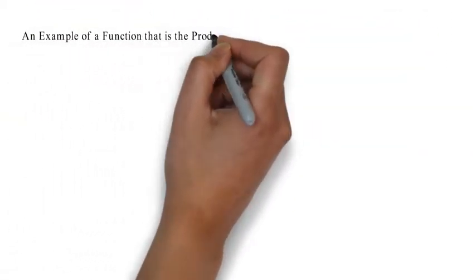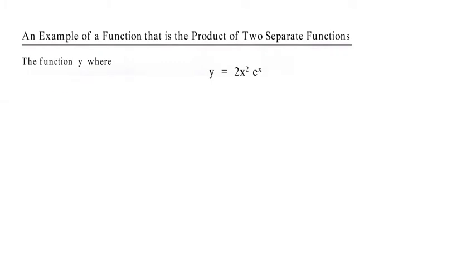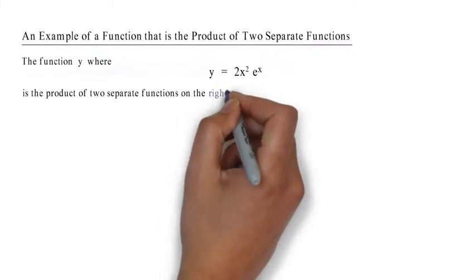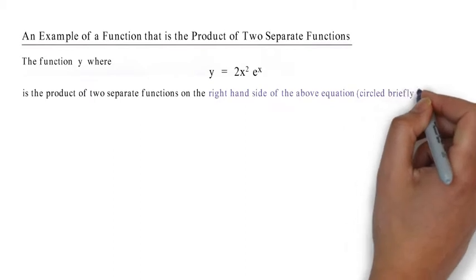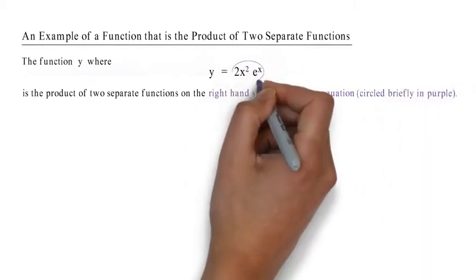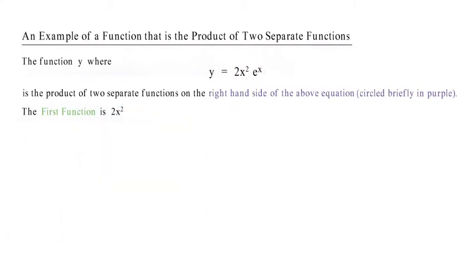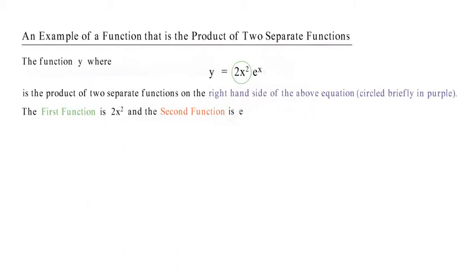An example of a function that is the product of 2 separate functions. The function y, where y equals 2x squared times e to the x, is the product of 2 separate functions on the right-hand side of the above equation, circled briefly in purple. The first function is 2x squared, and the second function is e to the x.